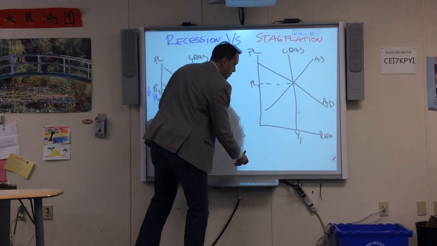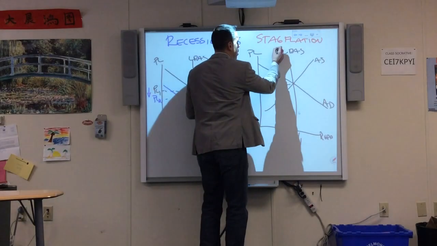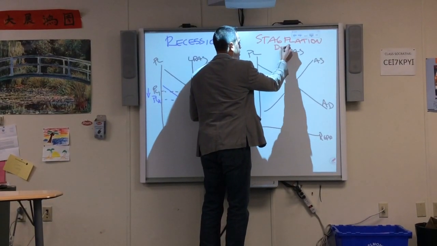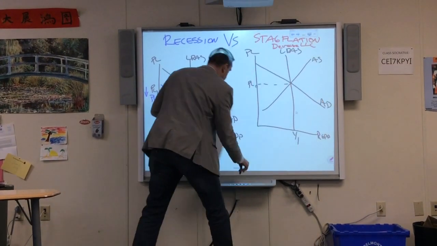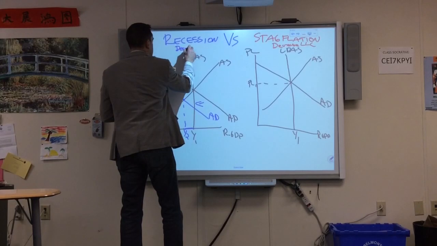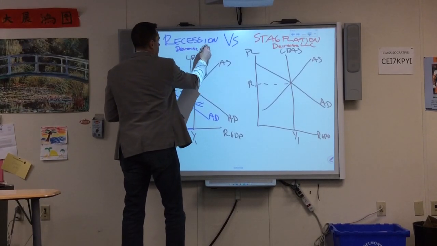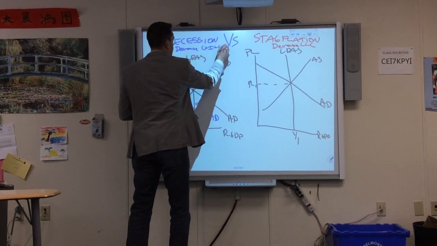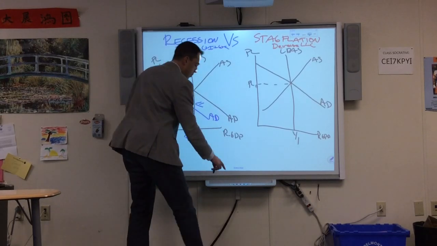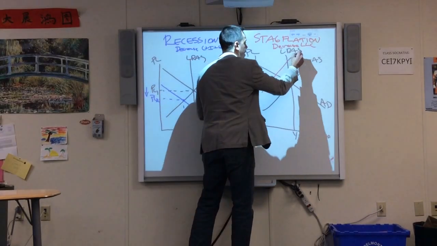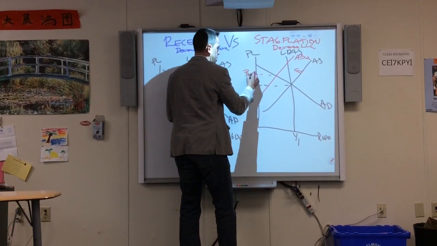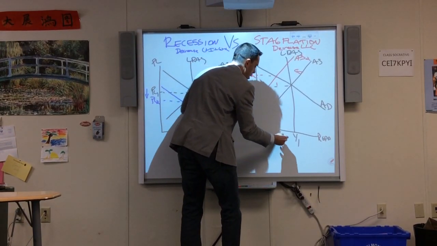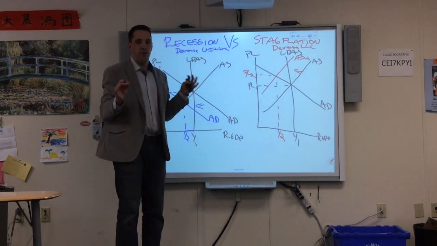Versus stagflation, well, this is caused by a decrease in land, labor, and capital. A recession is caused by a decrease in aggregate demand, which is consumption, investment spending, government spending, net exports. But here we have a leftward shift of aggregate supply. And this is awful for an economy.